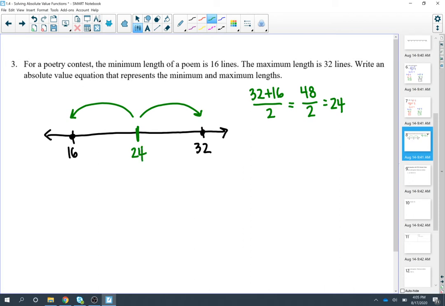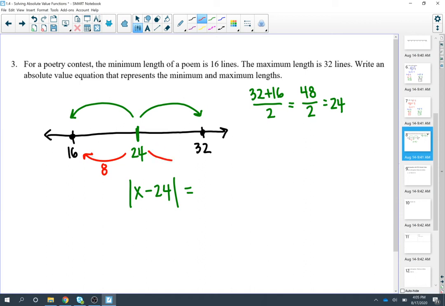That's going to give you part of your equation. Absolute value of x minus 24 equals. And the fact that we put that in absolute value, we're saying the distance between our value and 24 is what? Okay, so now we come back and we say, well, our value is 16, and the distance between 16 and 24 is 8. 24 minus 16 is 8.